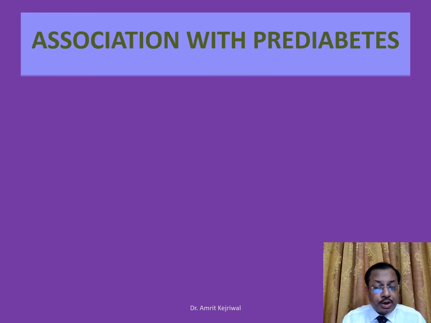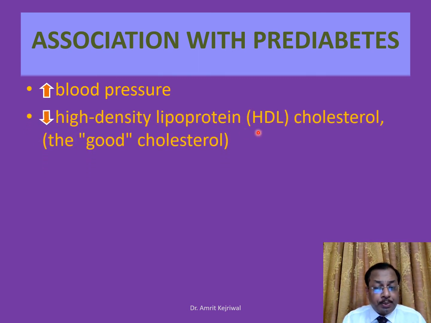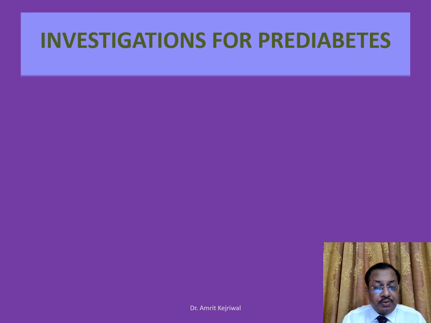There are various associations with pre-diabetes: increase in blood pressure, decrease in high density lipoproteins, which is the good cholesterol, and increase in triglycerides. There are various investigations for pre-diabetes, diagnosing pre-diabetes.